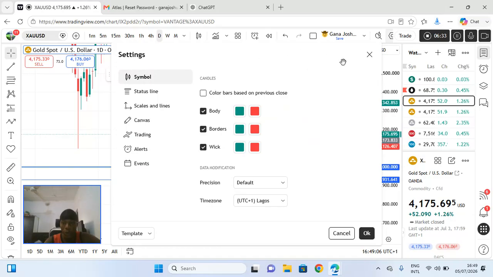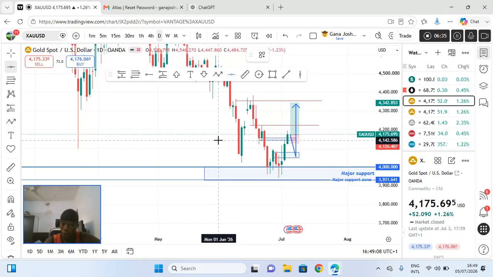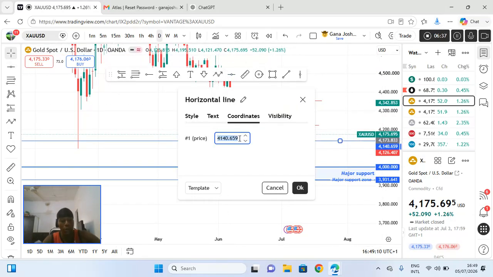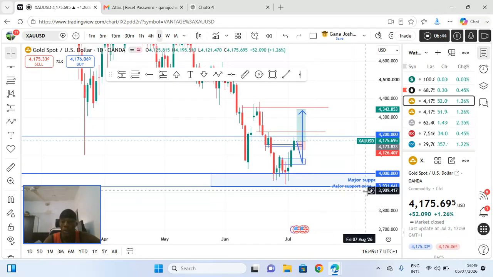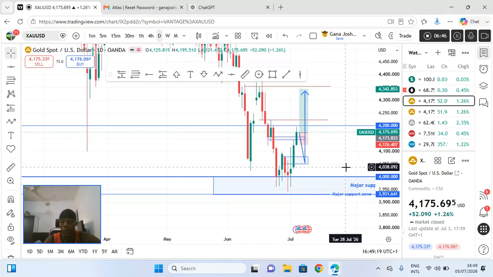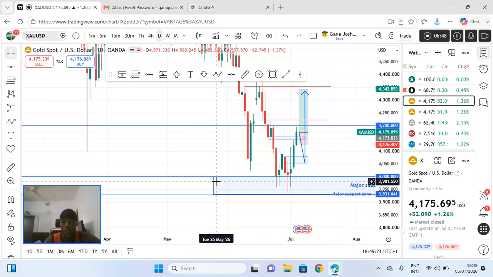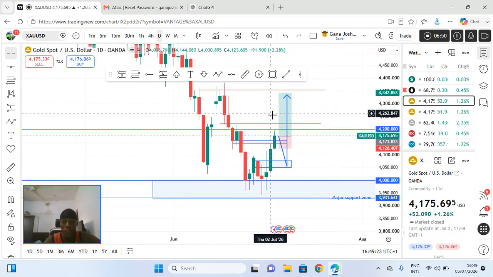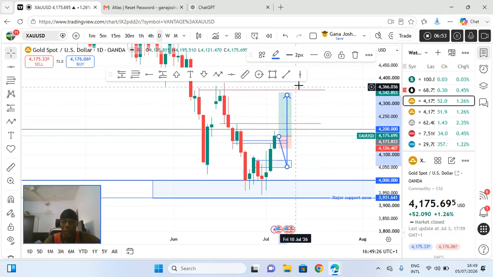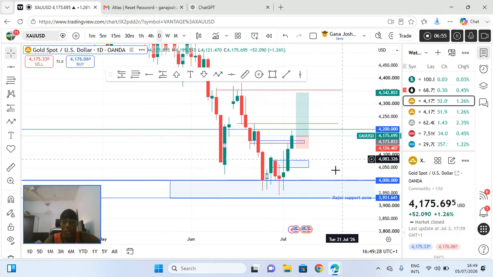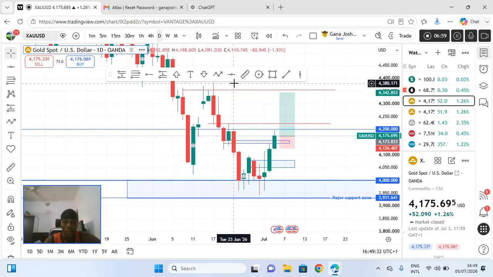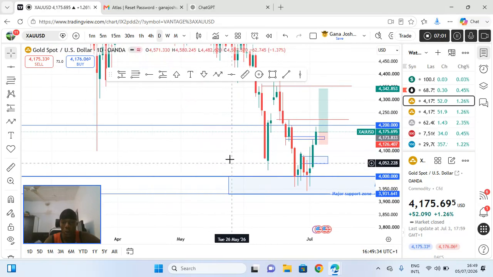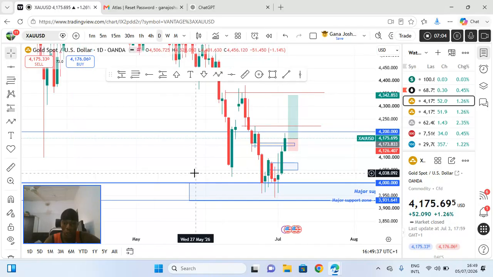We got 4,200. So from what I've been seeing and from the price action of last week, 4,200 is looking like price is going to take it up. But price ended the week closing out at 4,175, so some liquidity up here. So now the question is, when the market opens, what's going to happen? That's the question I'm trying to answer.